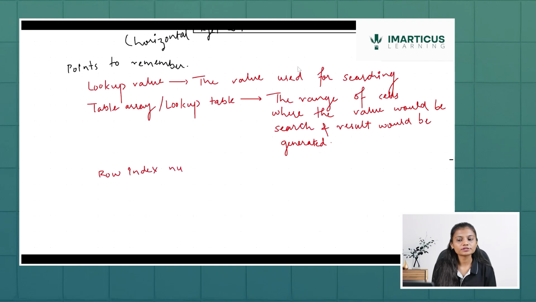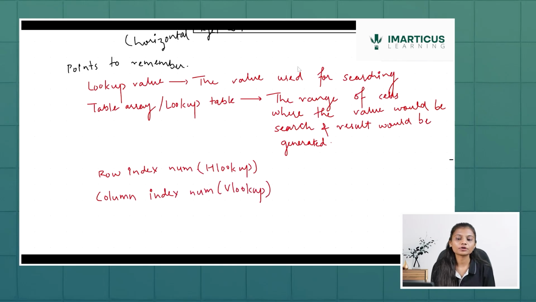when you are proceeding with HLOOKUP, because the columns are available in your rows, and column index number, which would be for you when you are looking for a VLOOKUP. That's a vertical table because the columns are vertically aligned over here. Now what is an index number? We got to know that row and column. Row means horizontal, columns means vertical.